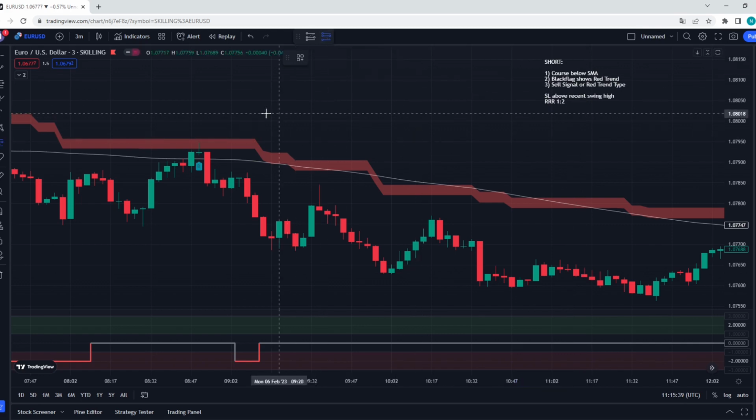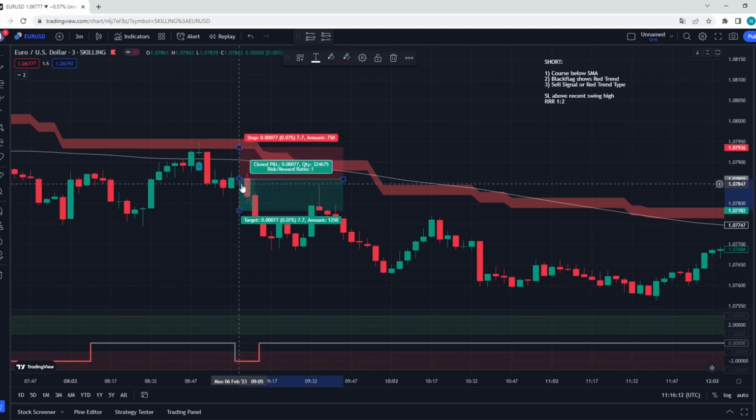And as you can see over here, we have a pretty good example for a false signal, because over here we get a buy signal, but we are clearly in a short trend. So we will not enter our long position here. We will wait until we get a short signal. As we continue, we can see our course is below the SMA. We are clearly in a short trend. Our black flag indicator, our trend type indicator shows red.